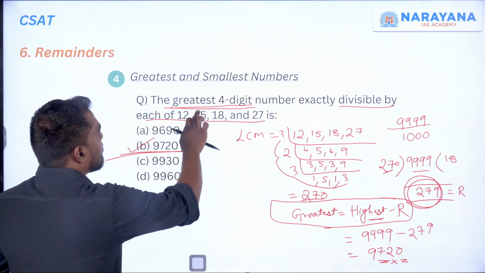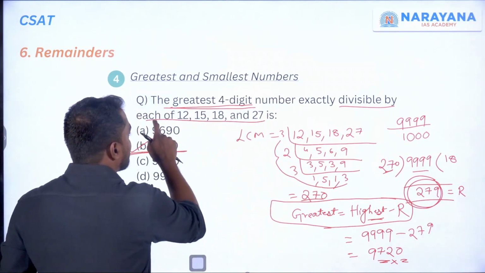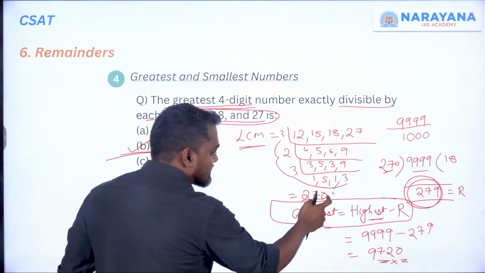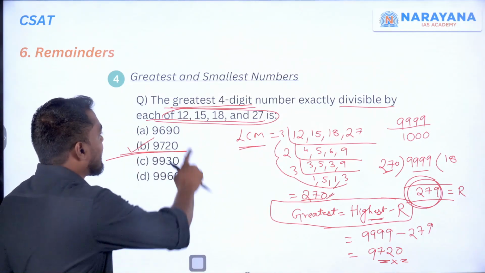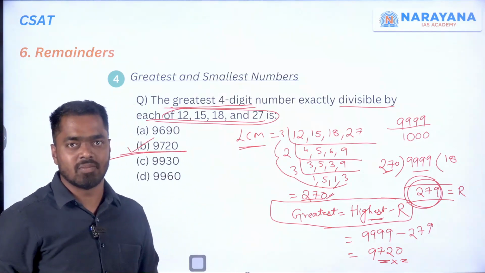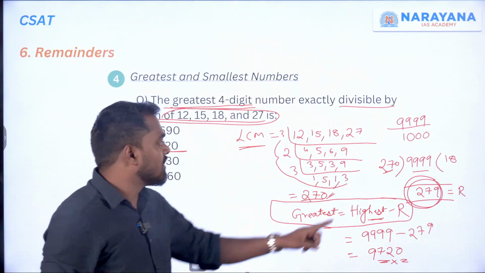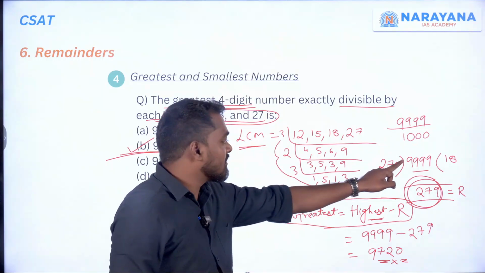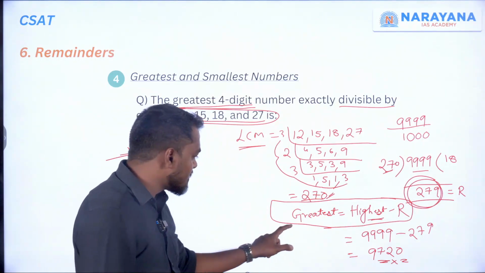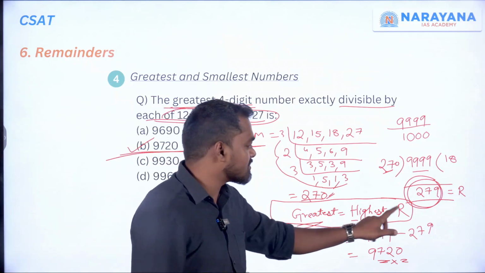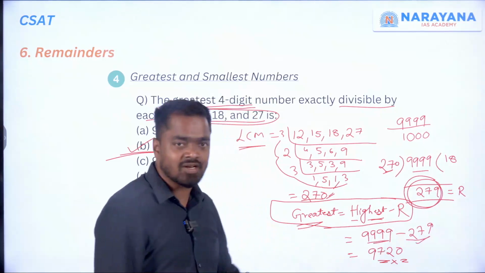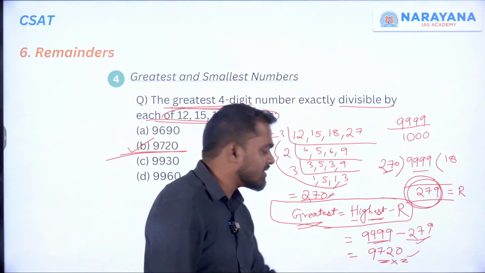Right? For that, what you have to do? Take the LCM of all the given divisors. You found out the LCM is 270. They are asking for the greatest 4-digit number. Now first take the highest 4-digit number, 9999. Divide it with that LCM, you will get one remainder. Now the simple formula is greatest is equal to highest minus remainder. So highest is 9999 minus remainder 279. So the answer is 9720.